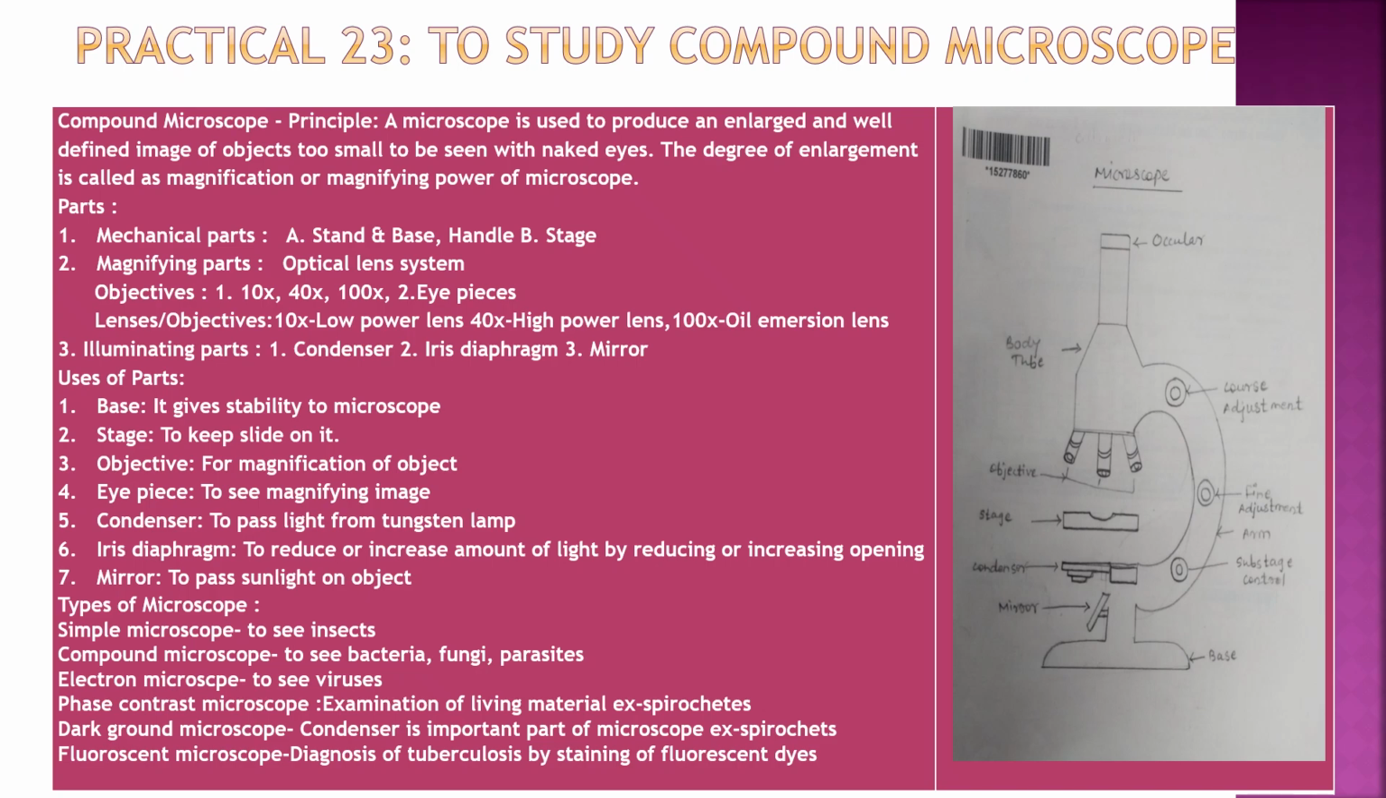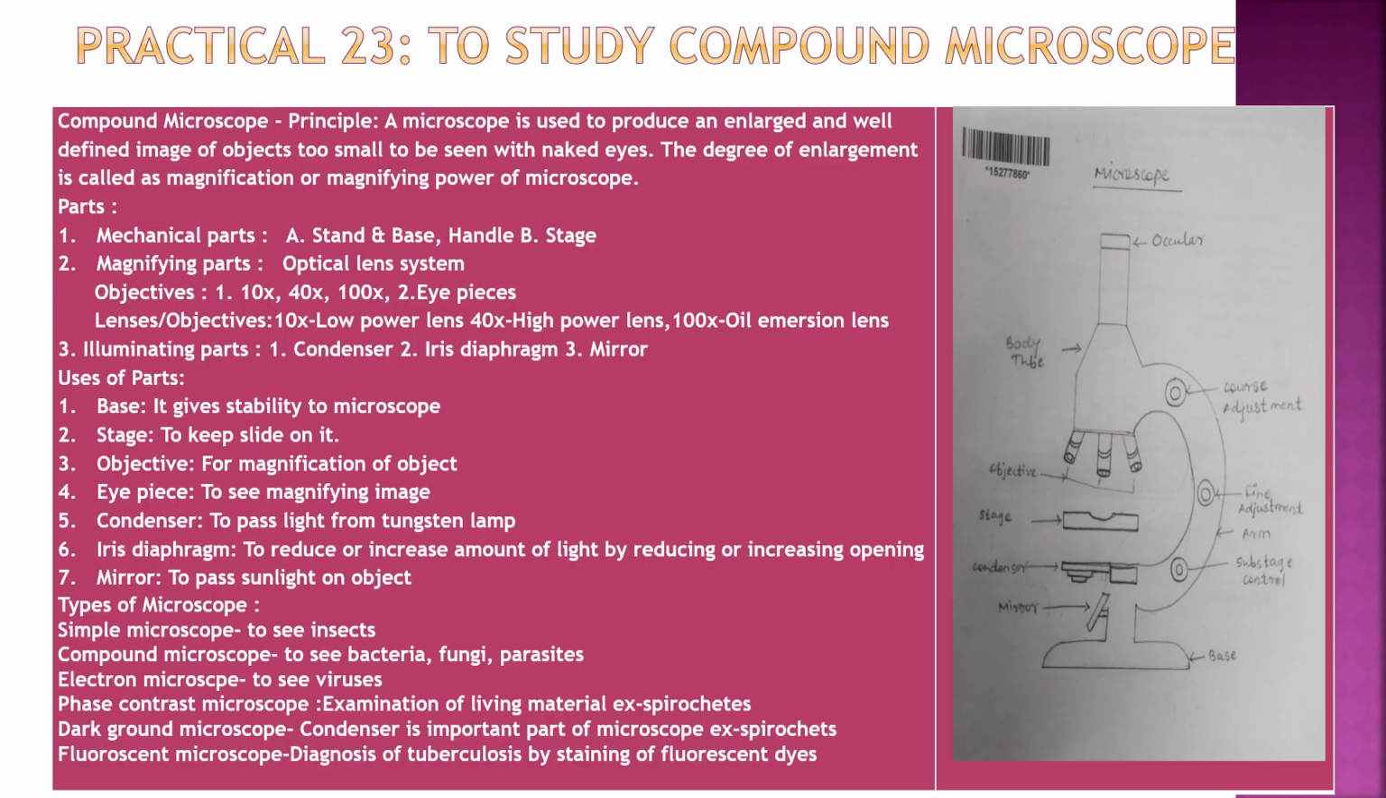The uses of parts: base gives stability to microscope, stage to keep slide on it, objectives for magnification of object, eyepiece to see magnified image, condenser to pass light from lamp, iris diaphragm to reduce or increase the amount of light by reducing or increasing the opening, mirror to pass sunlight on object.